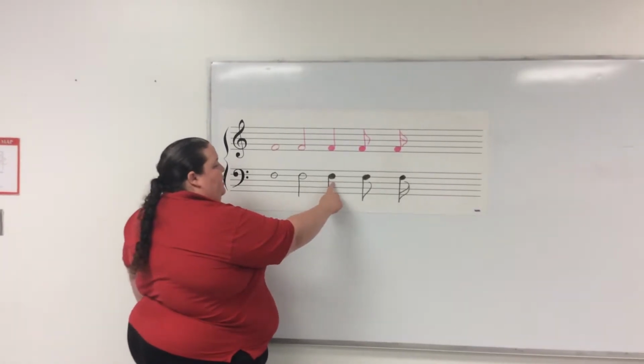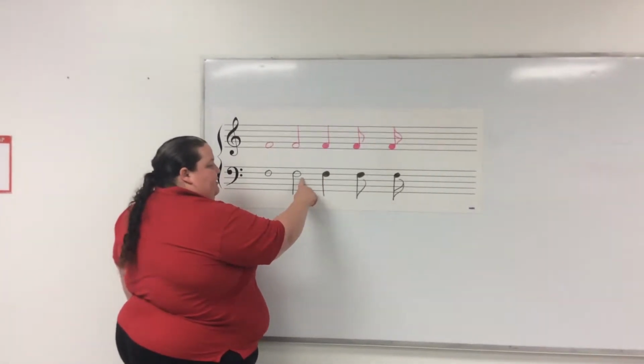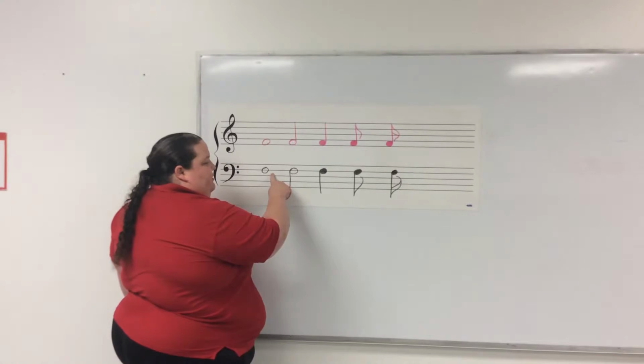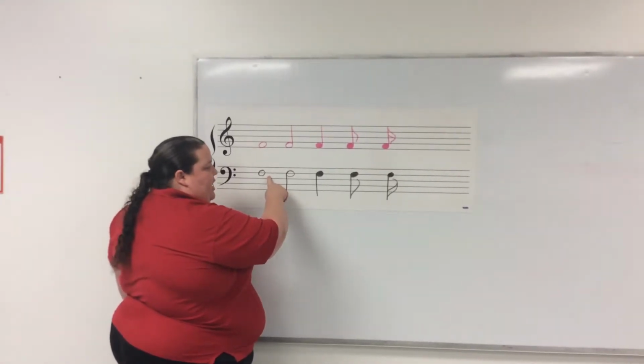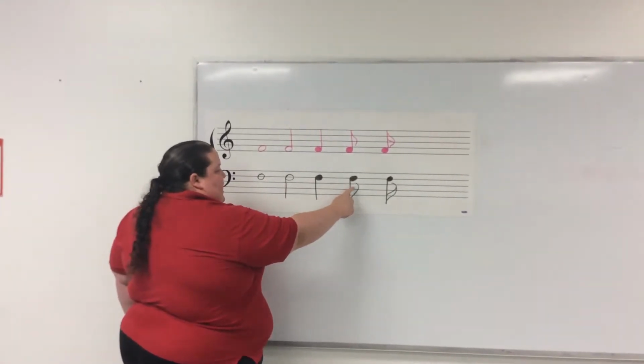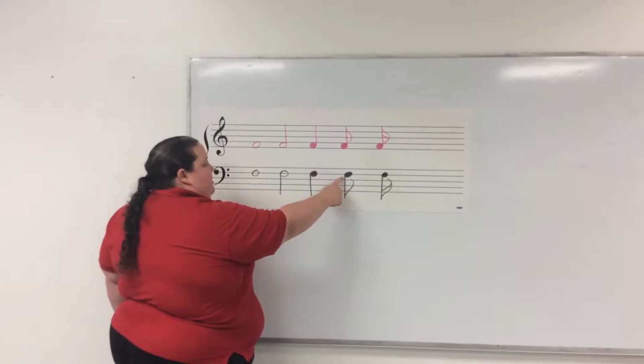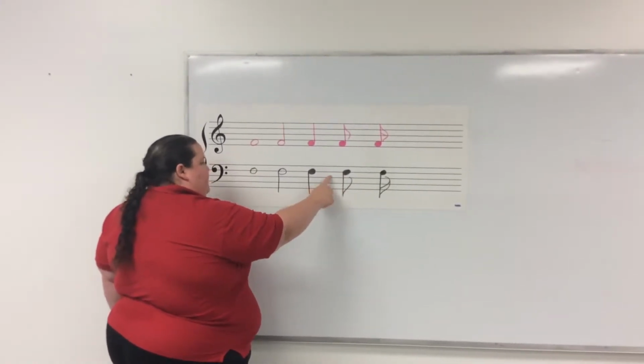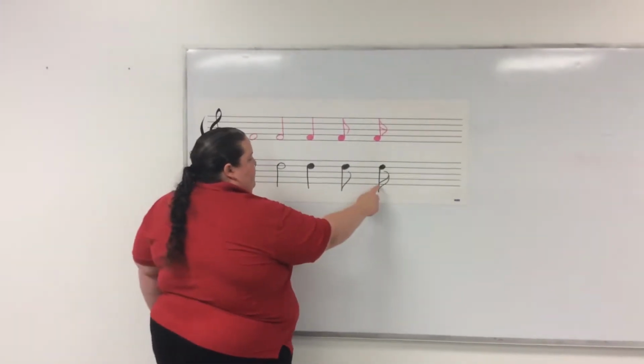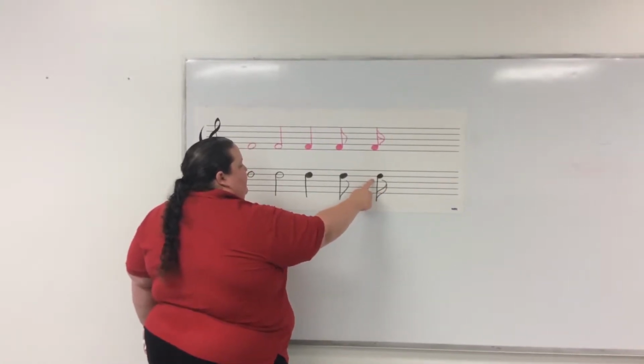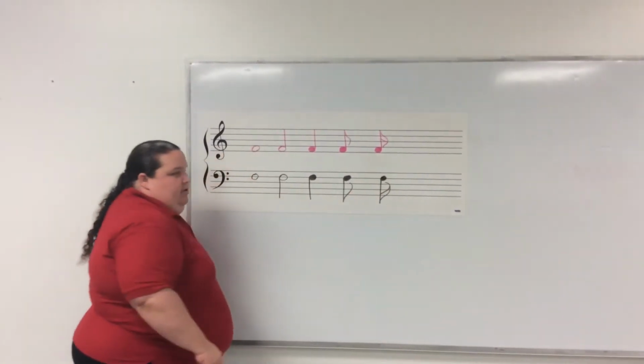Notice here, I colored in the circle, still in the same location as this one here, so it's still on that same line. This one, I added a flag. The circle is still in the same location. Here I added another line to add another flag. The circle is still in the same location.